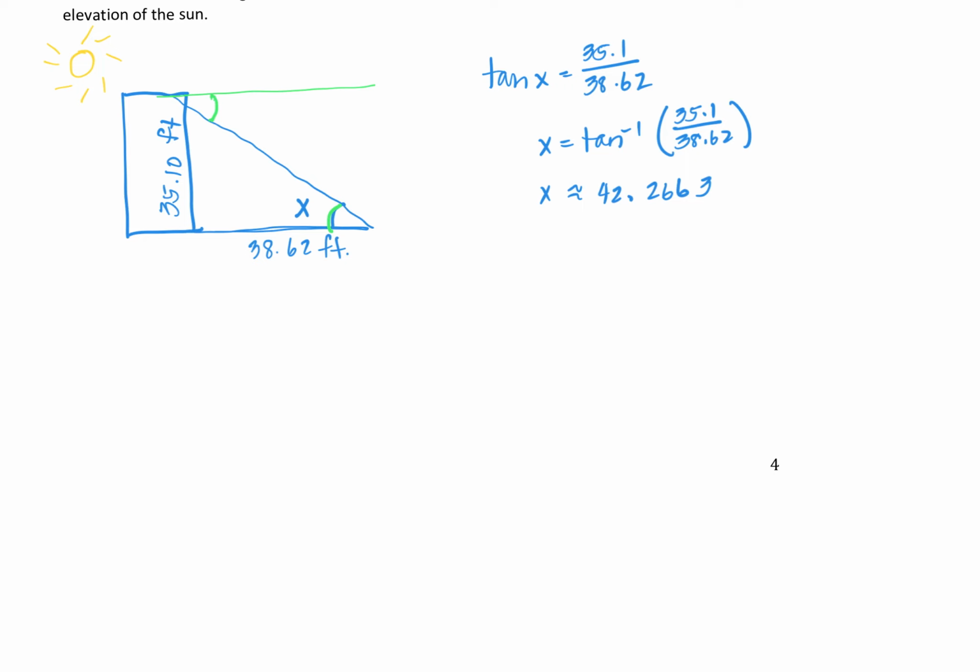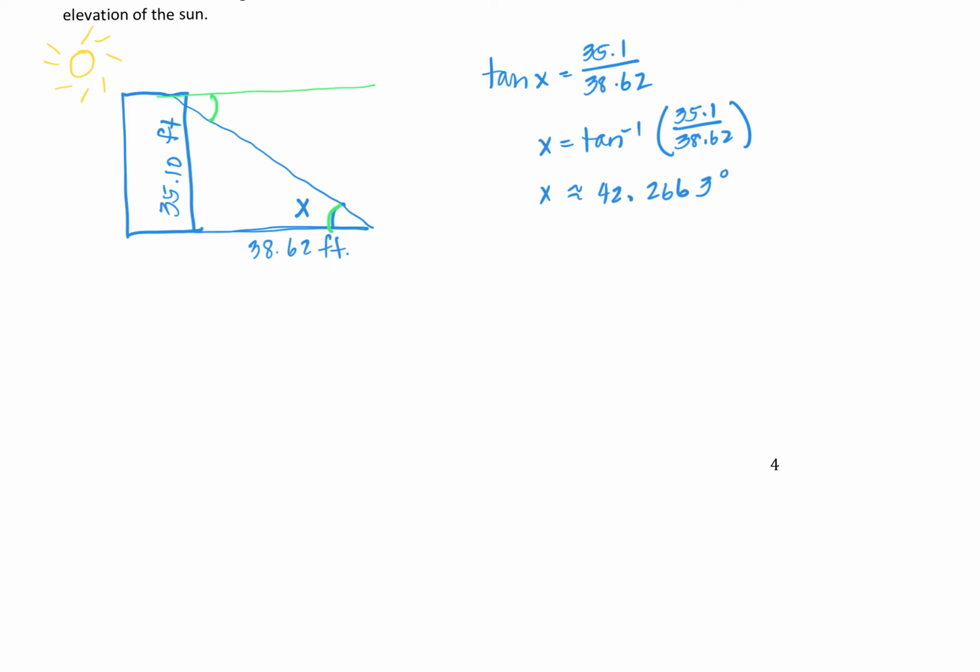And again, this is going to be an angle. I don't know if you can hear that rooster right outside my window, but it's super irritating. I'm going to double check this real quick. 38.62 and 42.26630382. Yeah, I'm going to stop there.